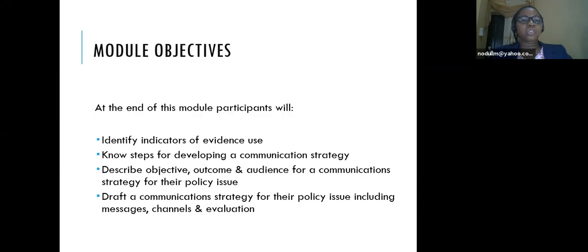So we look at the module objectives we have for this topic, which is applying evidence. Identify indicators of evidence use, know steps for developing a communication strategy. Describe objective, outcome and audience for a communication strategy for their policy issue. Draft a communication strategy for their policy issue, including messages, channels, and evaluation.